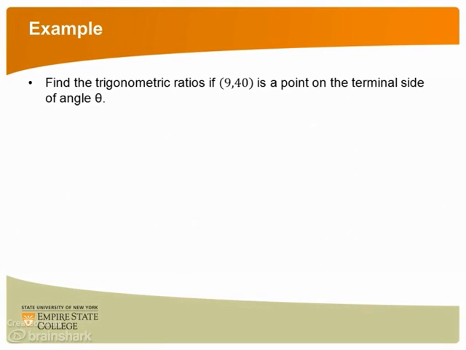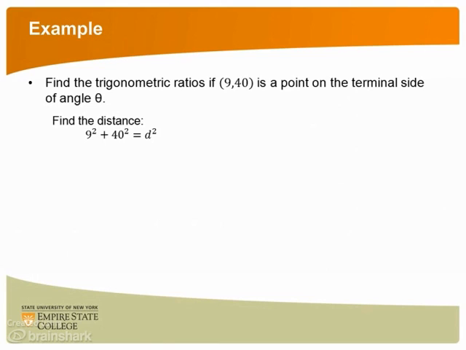Suppose we have the point (9, 40). We want to find the trigonometric ratios for theta, the angle formed between the x-axis and the segment containing the origin and the point. First, we need to find the distance, which is the length of the hypotenuse. Since we have the lengths for two of the sides of our right triangle, we can use the Pythagorean theorem.